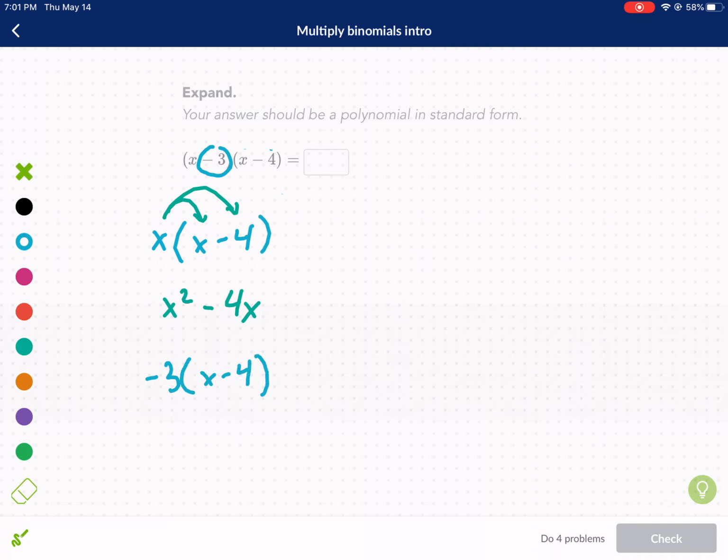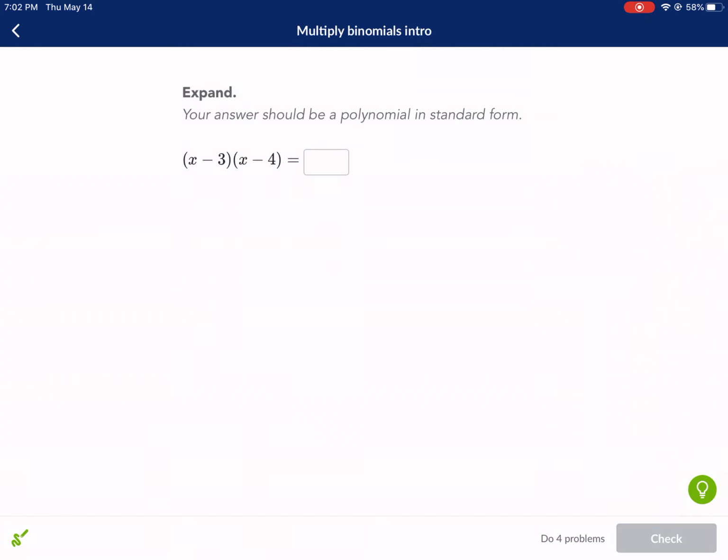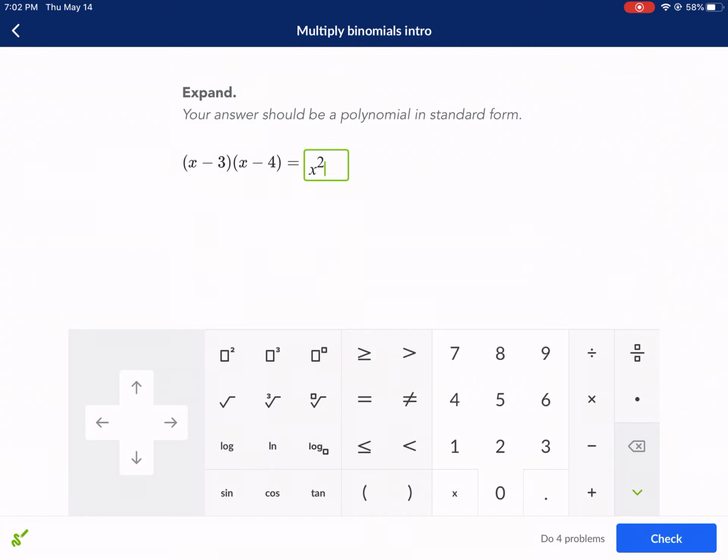So we distributed the x, we're going to distribute the negative 3. So we distribute the negative 3, and we get negative 3x, and then we get plus 12, because negative times negative gives a positive. Now, what we need to do is combine these together. So we have x squared minus 4x minus 3x plus 12. That gives us x squared minus 7x plus 12. So we're going to go ahead and type that in for our answer: x squared minus 7x plus 12.